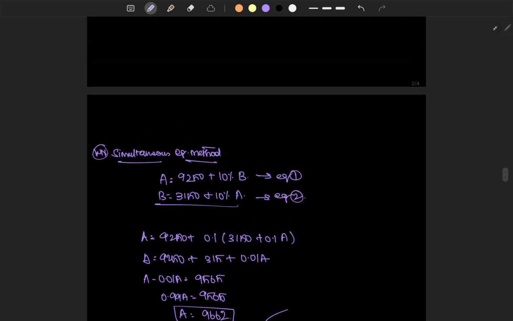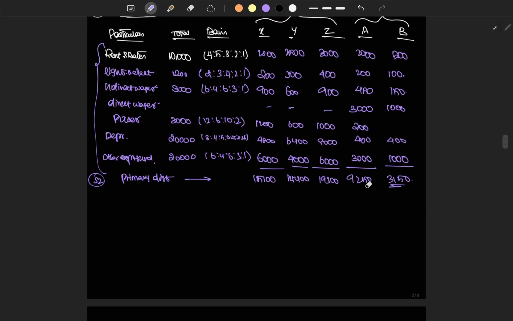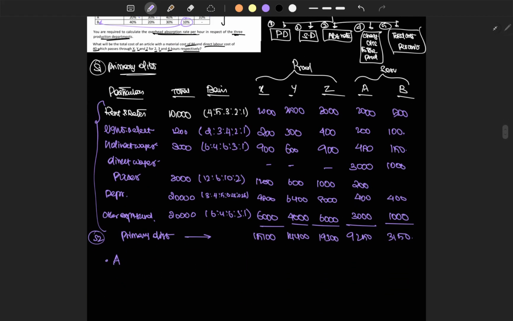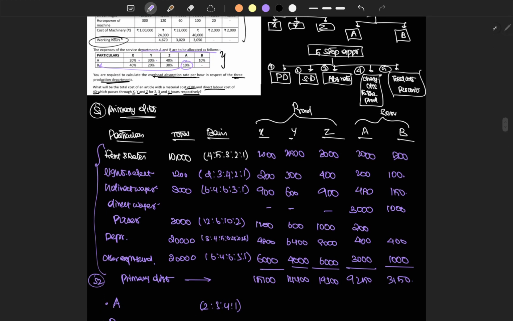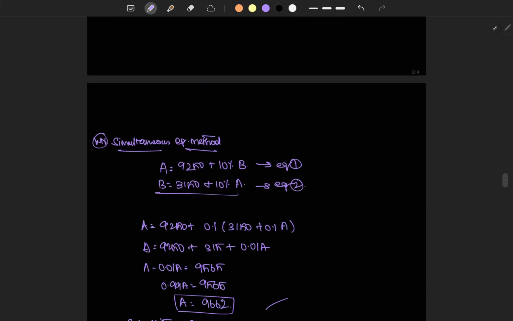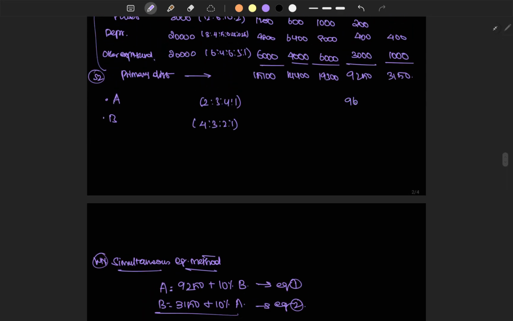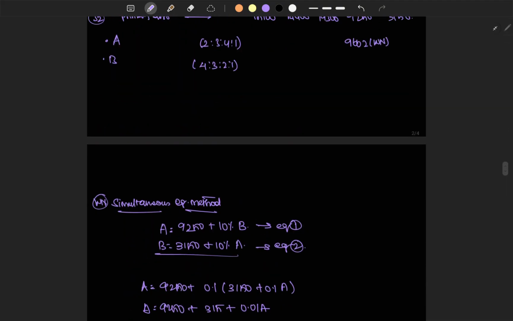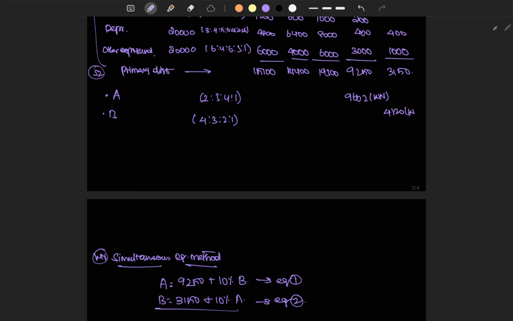Right, so let's substitute these values here. We are going to apportion A department as 2 is to 3 is to 4 is to 1. B department has 4 is to 2 is to 3 is to 1. Now we have to take these values here, 9,662 which is the working note, 4,120 working note. Okay, we have to show the mark here.